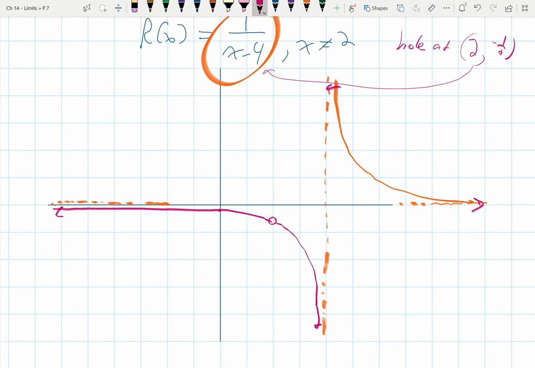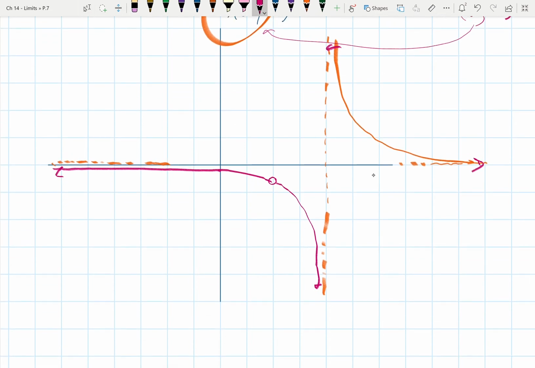Now you have enough information to answer the question on what interval is this graph continuous. So tell me, continuous on, let's go left to right, negative infinity to, then 2 to 4, 4 to infinity.